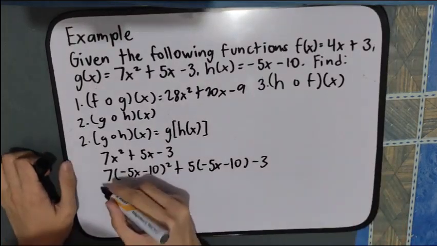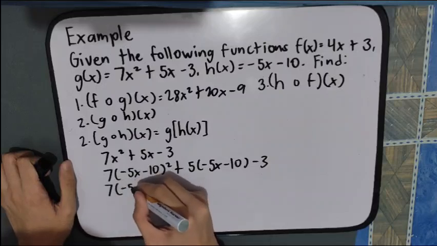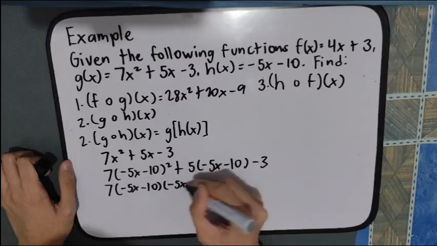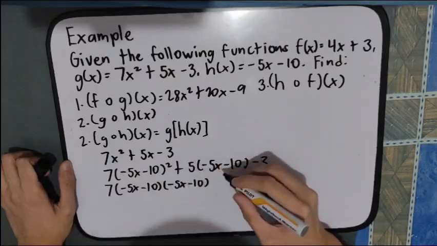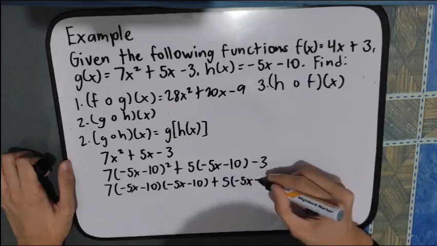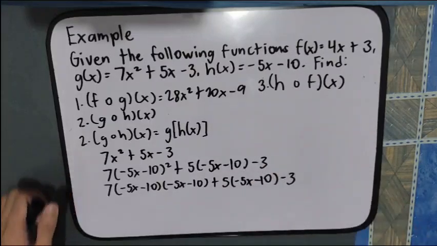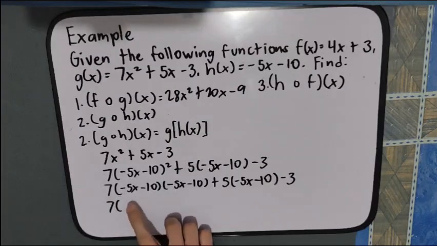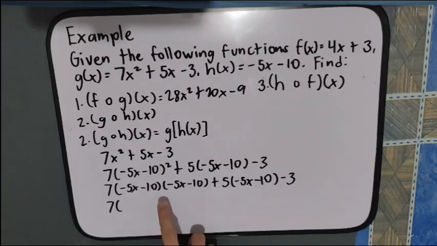So we're going to expand this: 7 times negative 5x minus 10 times negative 5x minus 10. Then copy the following: 5 times negative 5x minus 10, and copy the negative 3. So now we're going to solve negative 5x minus 10 times negative 5x minus 10. We're going to solve that using the FOIL method.